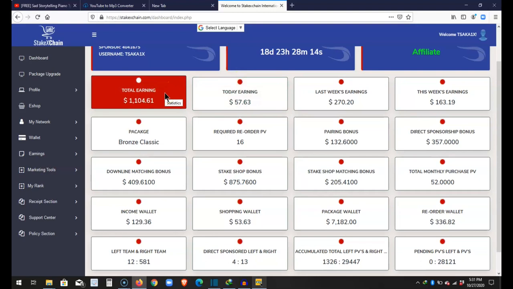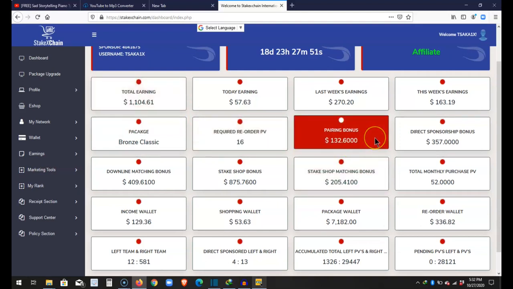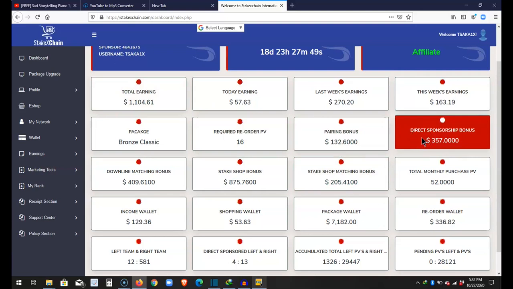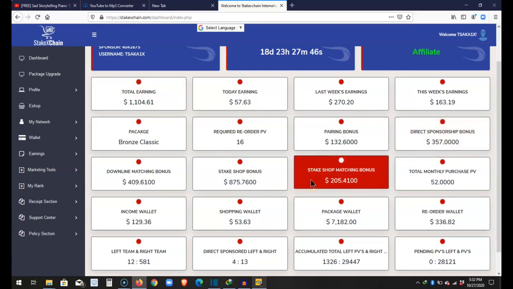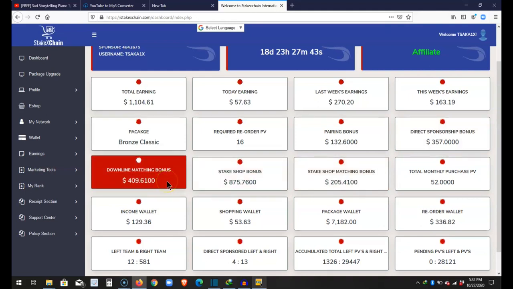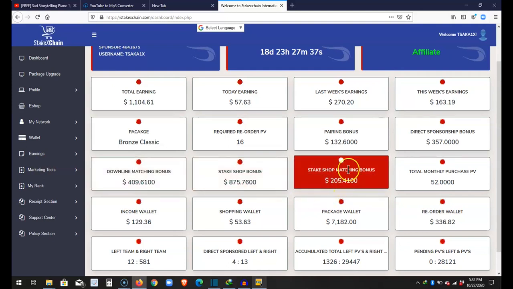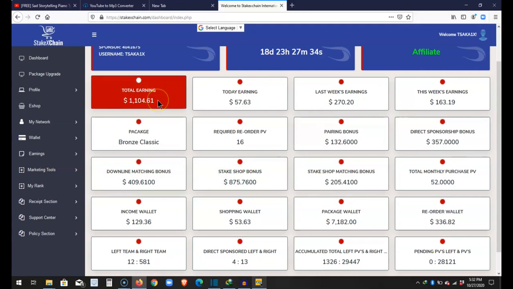Now, first of all, we have the total earnings. The total earning you see over there shows the cumulative total. When we say cumulative total, we mean the total number of points you've earned so far, since you started the business. Now, watch this carefully. The total earning is a sum of the cumulative pairing bonus, cumulative direct sponsorship bonus, cumulative stake shop matching bonus, and then cumulative downline matching bonus. If you take a calculator and add all the numbers within these boxes, you are going to get the total earnings.